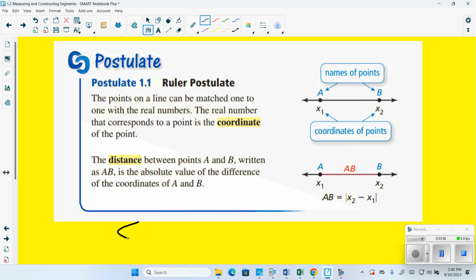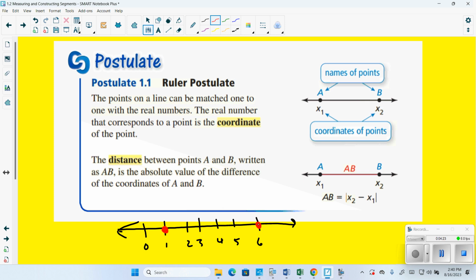So I'm going to draw myself a number line down here. And I'm going to put 2 points. Let's say this is 0. This is 1, 2, 3, 4, 5, 6. And I'm going to put a point at 1. And I'm going to put a point at 6.